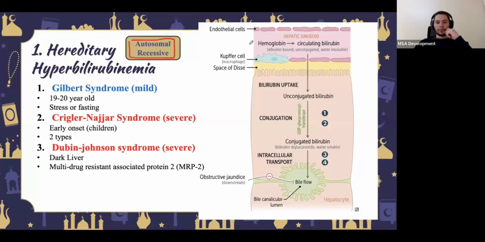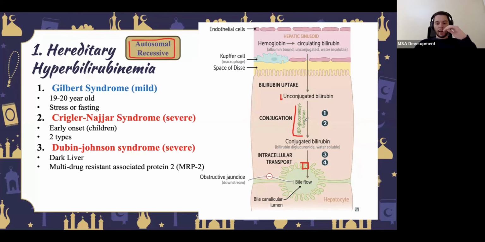And again, if you go back to our amazing diagram over here, hemoglobin gets broken down, gives you unconjugated bilirubin that gets absorbed. This unconjugated bilirubin gets conjugated using an enzyme called UDP glucuronosyltransferase. And then the conjugated bilirubin is excreted into the bile canaliculi using a specific transporter over here. But if you have a deficiency in UDP glucuronosyltransferase, this gives you two conditions, depending on the severity.